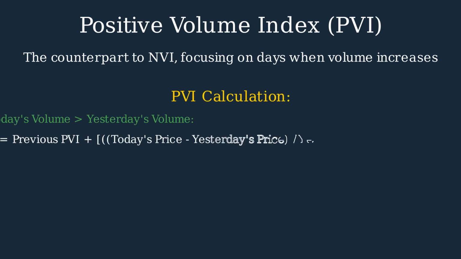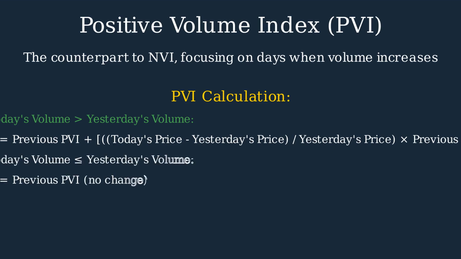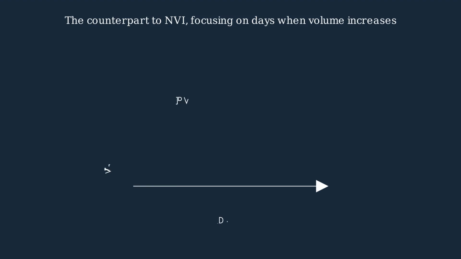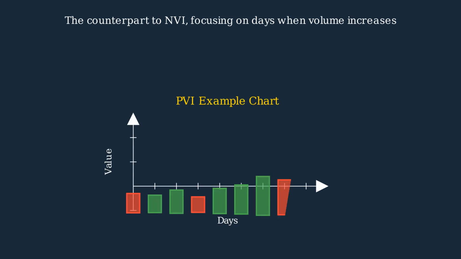When today's volume is greater than yesterday's volume, the PVI adjusts based on price changes. However, if today's volume is less than or equal to yesterday's volume, the PVI remains unchanged. Let's visualize how the PVI responds to changes in price and volume. The green and red bars represent trading volume. Notice how the PVI line changes primarily on days with increased volume.